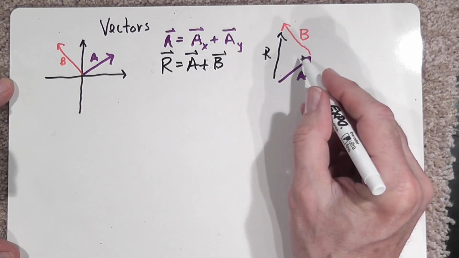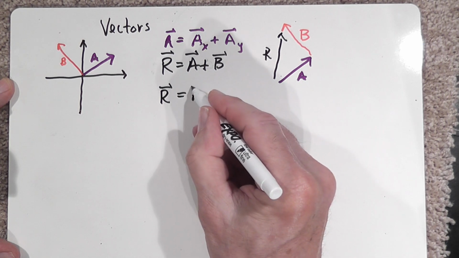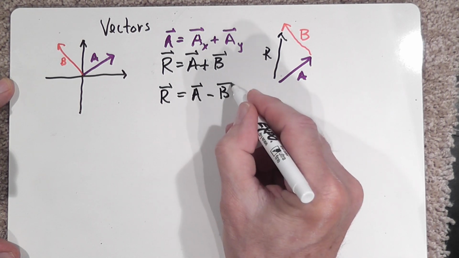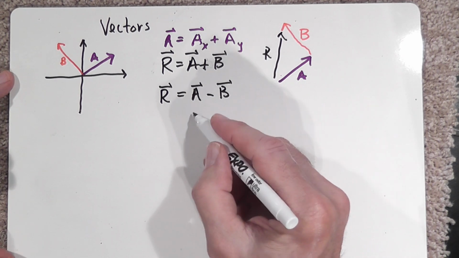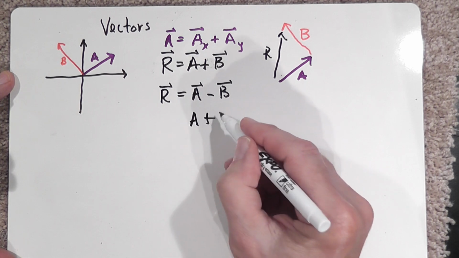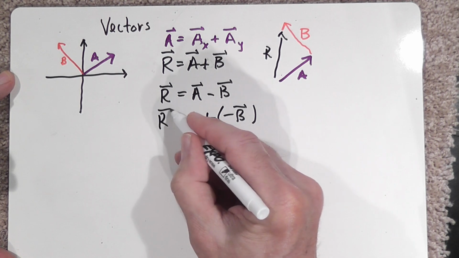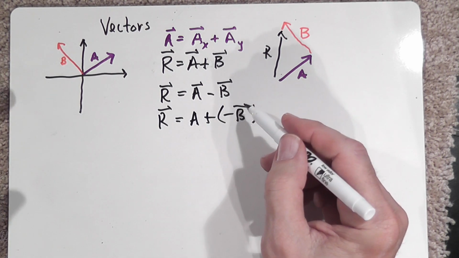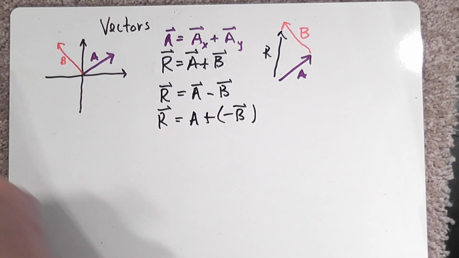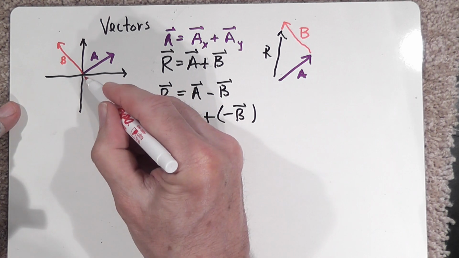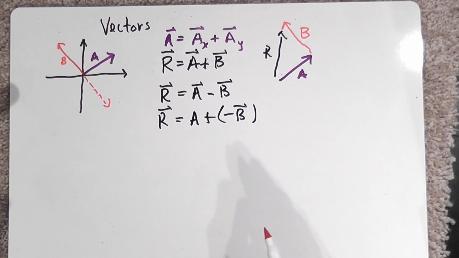That would be just the example right here, and then you could have R equals A minus B. We don't actually subtract vectors, we have negative vectors. This would be A plus minus B. And so what is a negative vector? It's an inverse vector. So in this case, we have B over here, and the negative B would be on this side right here. Then you're ready to add.